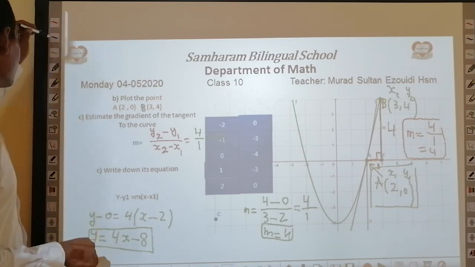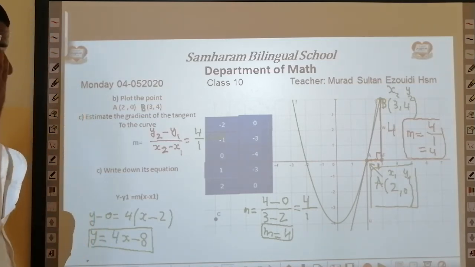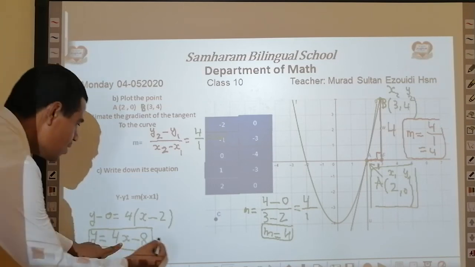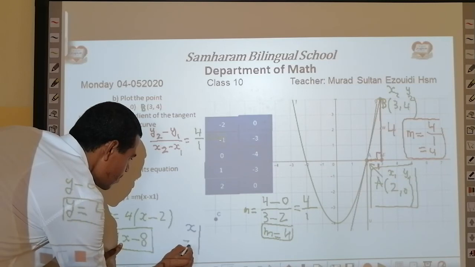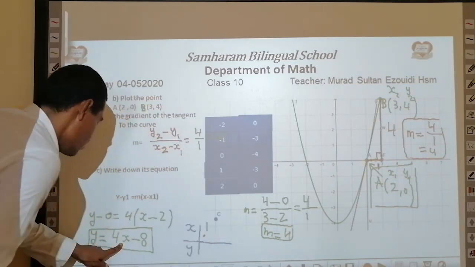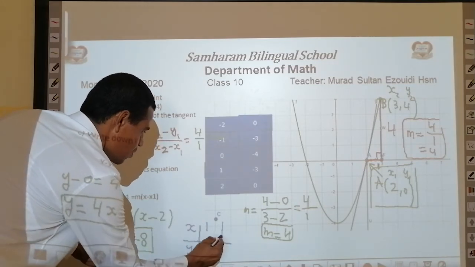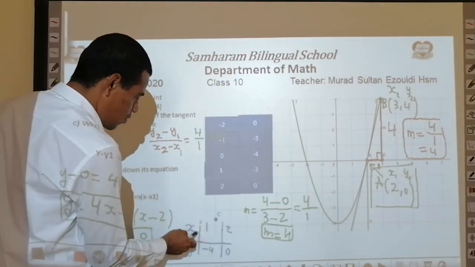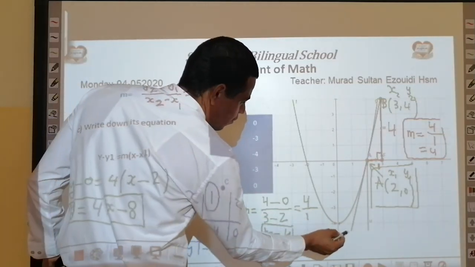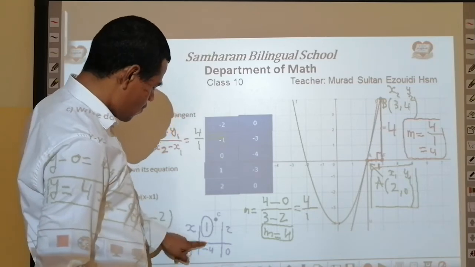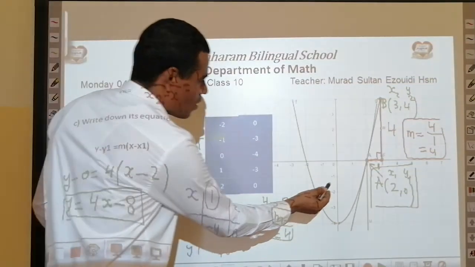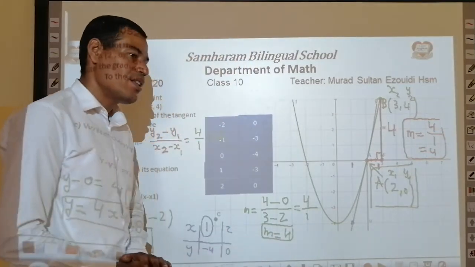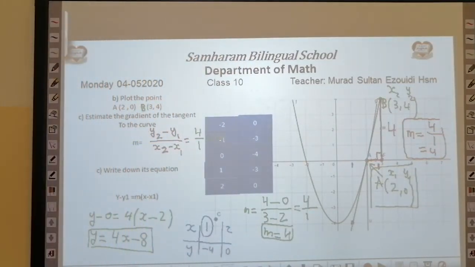You can check. When x equals 2, y equals 0. When x equals 1, y equals negative 4. So this line is called the tangent to the parabola.